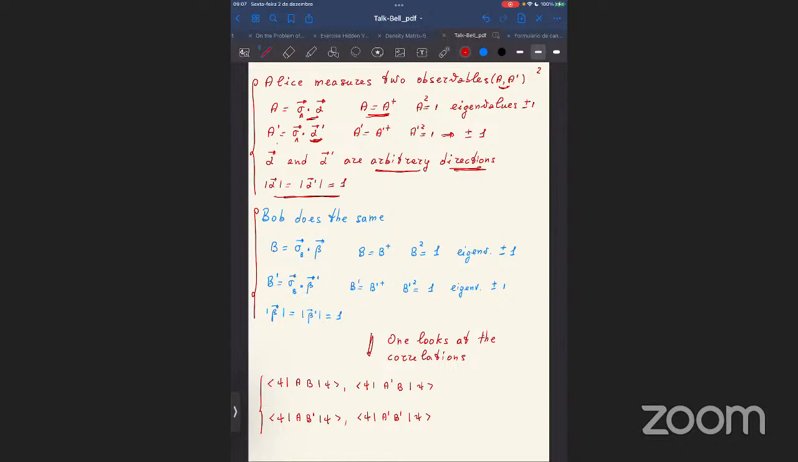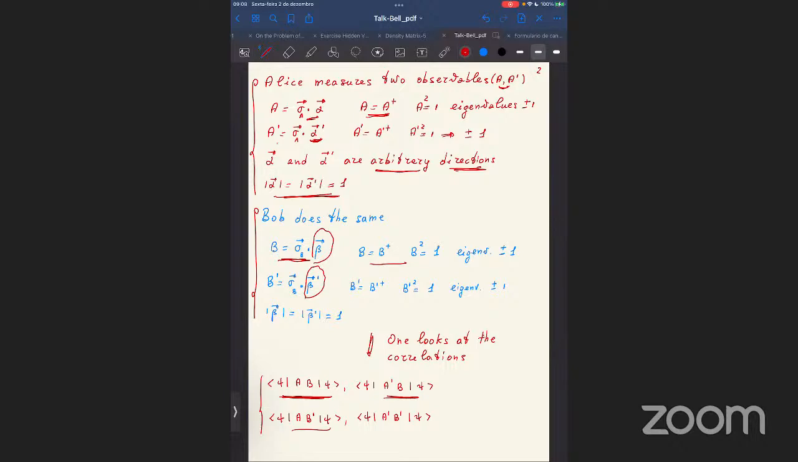Bob does the same. So Bob measures two observables, B and B prime. B is the projection of Bob's spin along the direction beta, and B prime is the measurement of the spin along a second direction. Beta and beta prime are unit vectors too. So after that, one looks at the correlation functions, which means we look at those quantities here, okay? Where psi is some state.